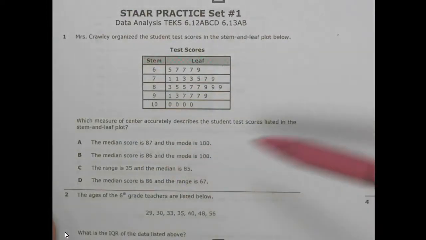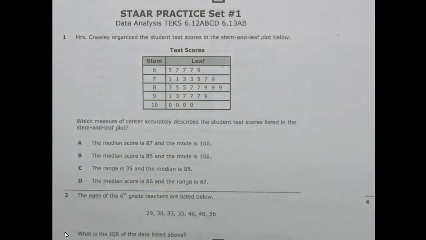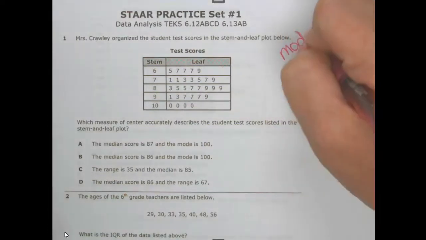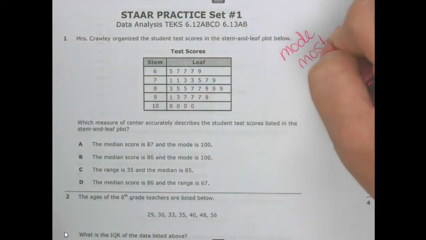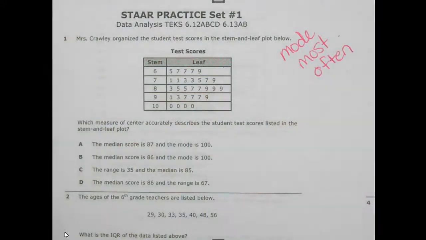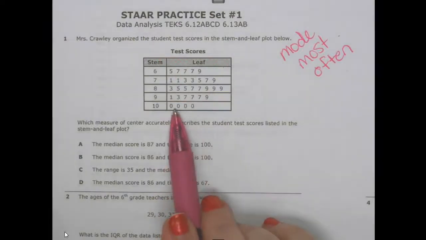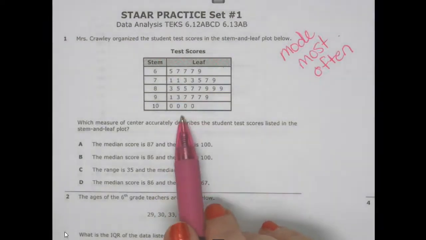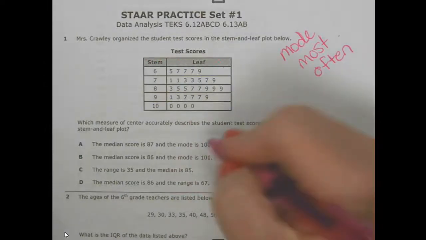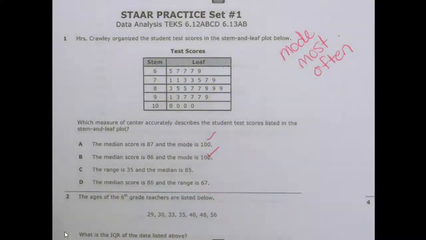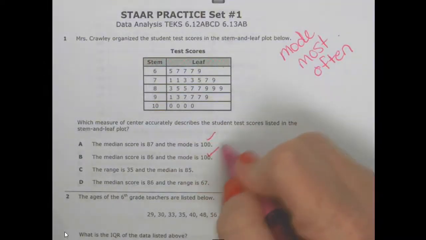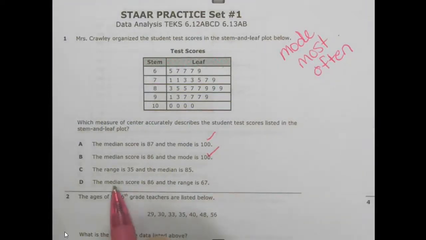The mode is 100. I know mode is pretty easy, and mode is most often. The one that appears the most often is 100. There were 4 zeros, so that is 4 100s. So the mode is 100. So both of those are correct. Median 86, range 67.